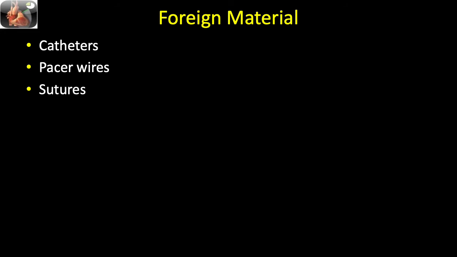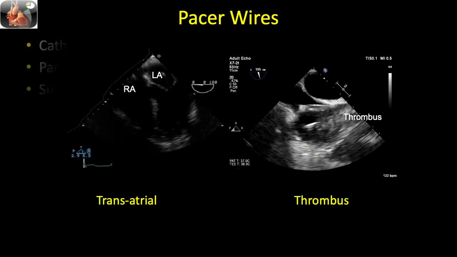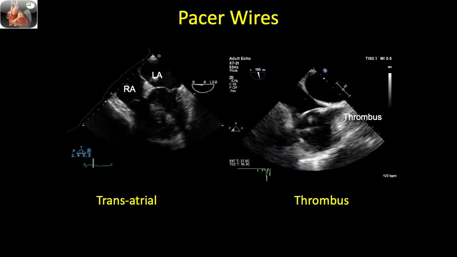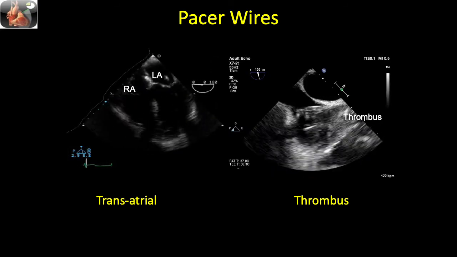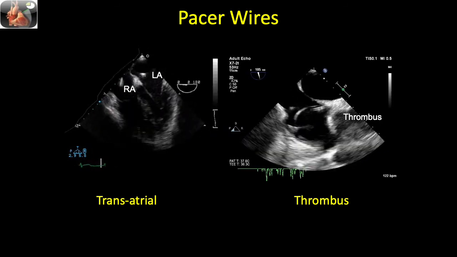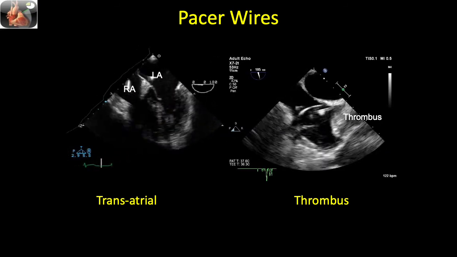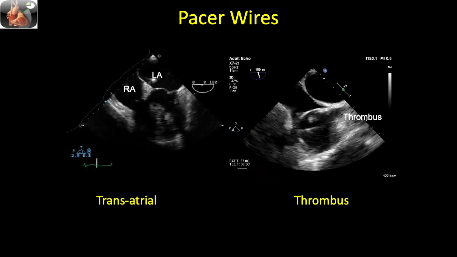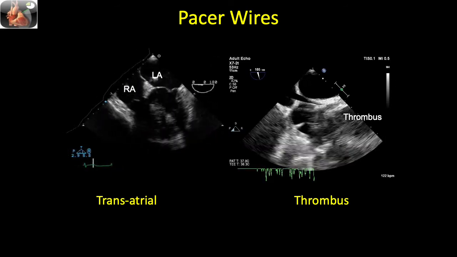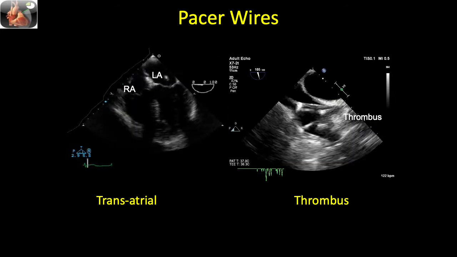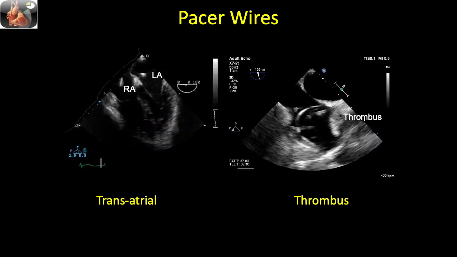Foreign materials such as catheters, pacer wires, and sutures may create pitfalls associated with normal imaging of these materials. Shown here are two examples of pacer wires. A pacer wire has passed through a PFO in the interatrial septum and now lies in the left heart. A large thrombus is seen in this pacer wire.